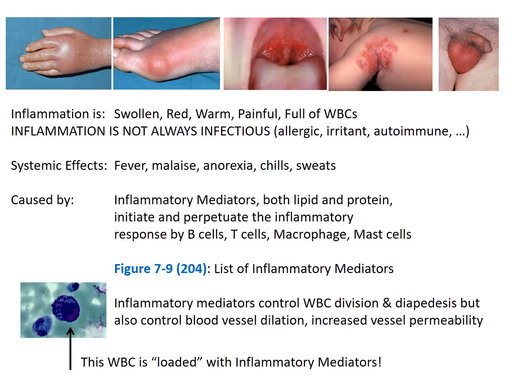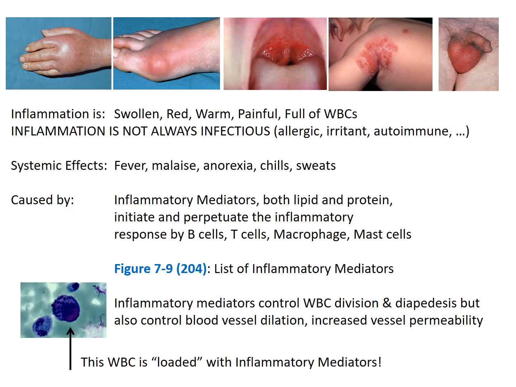Inflammation, again, is caused by these inflammatory mediators. These mediators can be lipid or protein by nature. They initiate and perpetuate the inflammatory response by activating white blood cells. Lymphocytic B cells, lymphocytic T cells, macrophage, mast cells, right? These mediators can have multiple effects on numbers of different cell types. If you want to take another look at the different inflammatory mediators, take a look at figures 7-9. They're the same ones that I just had on the previous slide. Again, showing you there's a lot of different ways that we can get to activation of those mediators.